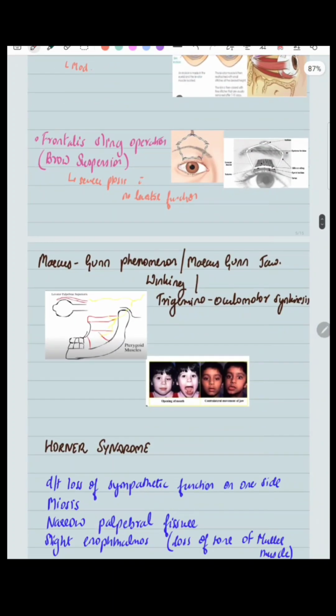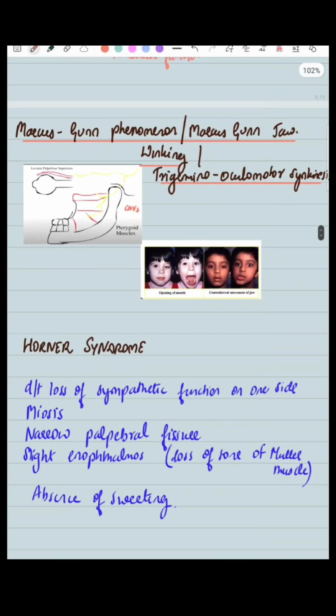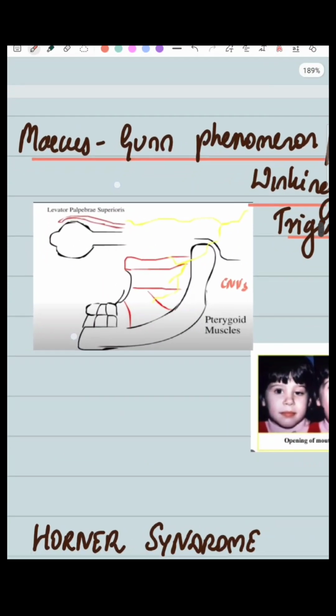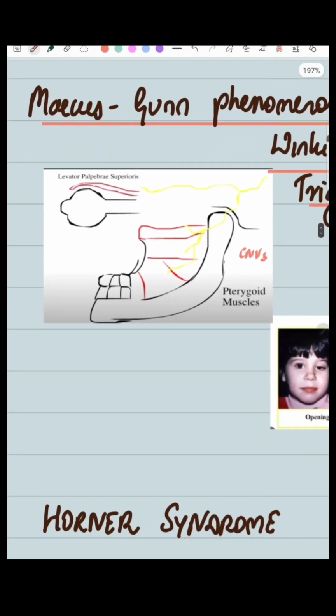Next, coming to Marcus Gunn jaw-winking phenomenon, also called trigemino-oculomotor synkinesis. It is an aberrant connection between the motor branches of the fifth cranial nerve, the trigeminal nerve, and the fibers of the superior division of the oculomotor nerve which supplies the LPS. There is an aberrant connection between them.